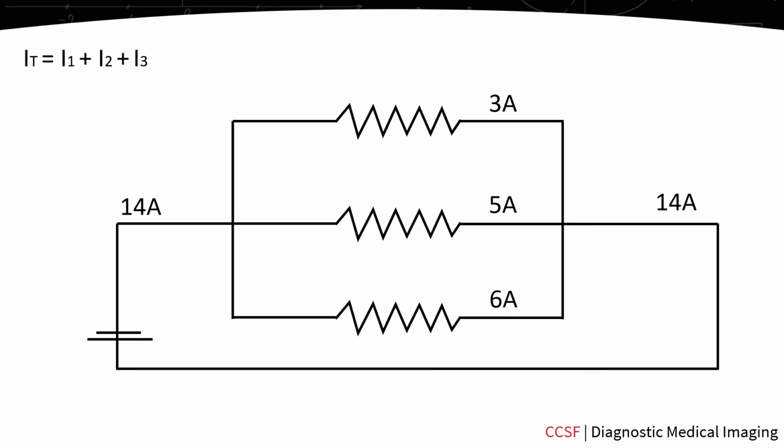Remember that total current equals the sum of all currents. On the far left-hand side, we're starting with 14 amps. Then the electrons go into three different ways: top, middle, and bottom. The current on each of these lines is different because the resistors are different. However, they still add up to 14. Then, once all three lines connect back up, it equals 14 amps.